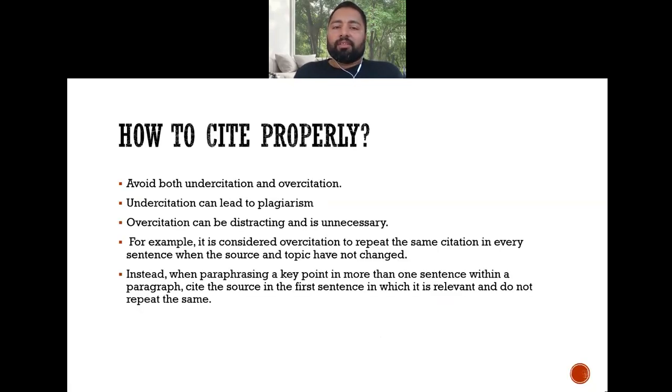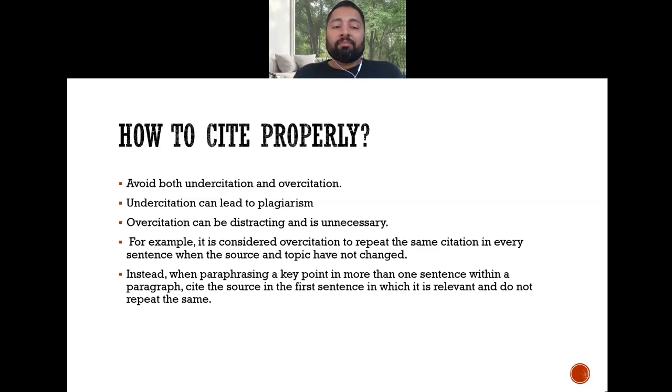How to cite properly: avoid both under-citation and over-citation. Under-citation can lead to plagiarism. In some publishers, I know that each and every sentence in the manuscript has to be cited as well. If it is your own contribution, you don't need to cite. Otherwise, you should cite each and every sentence of the manuscript in a thematic way. So under-citation can lead to plagiarism.